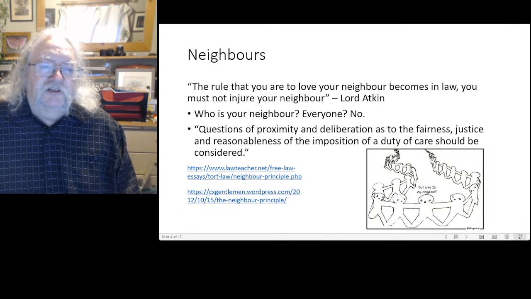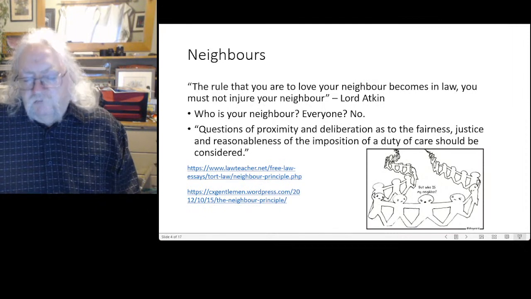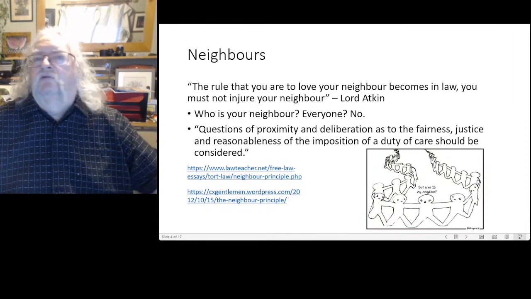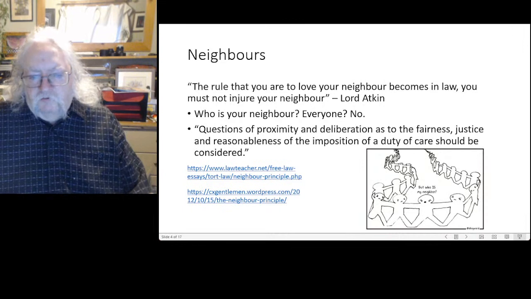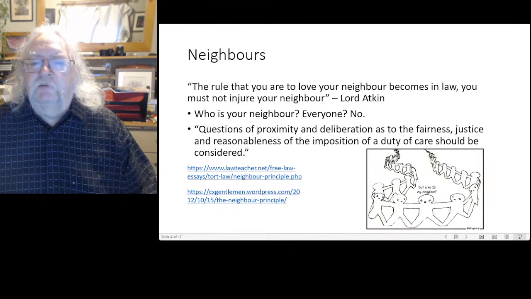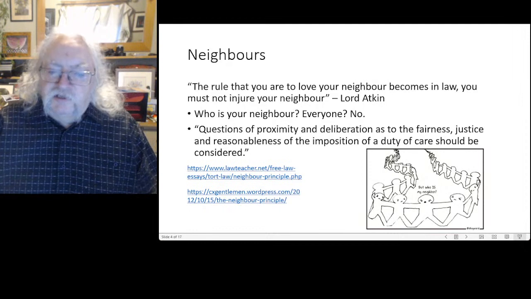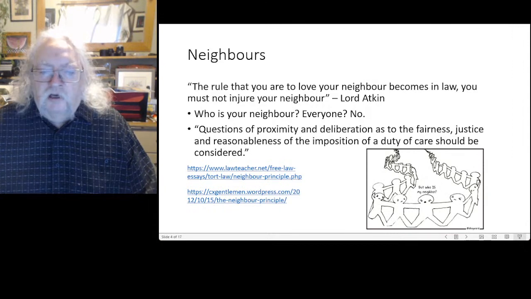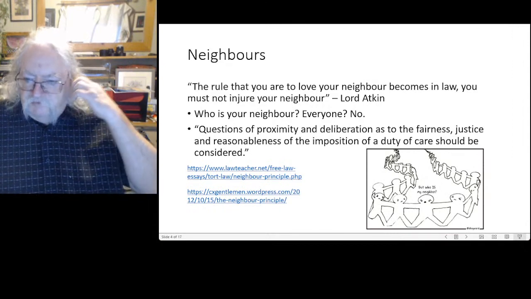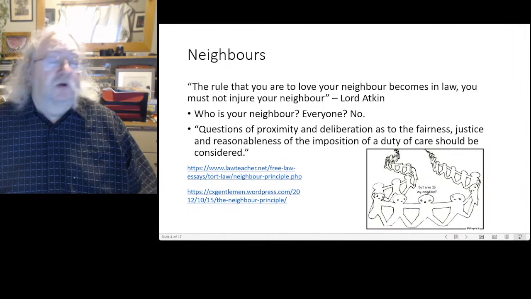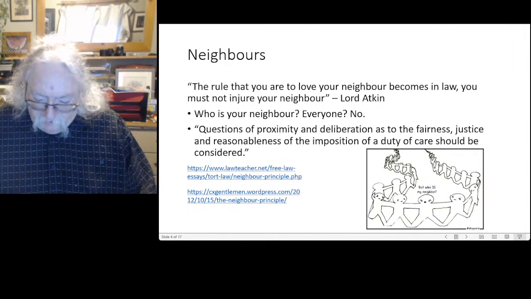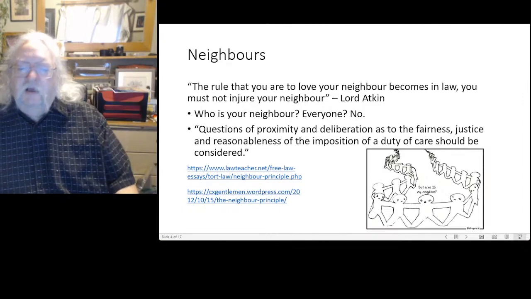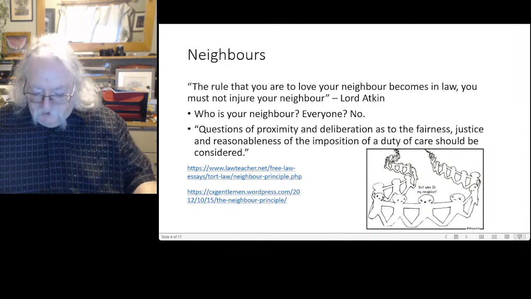And so there needs to be some limits drawn, presumably, about the range of my responsibility to avoid hurting others. And so we read questions of proximity and deliberation as to the fairness, justice, and reasonableness of the imposition of a duty of care should be considered. And this comes to be known as the neighbor principle. So we have a limited scope of duty and a limited range of duty.